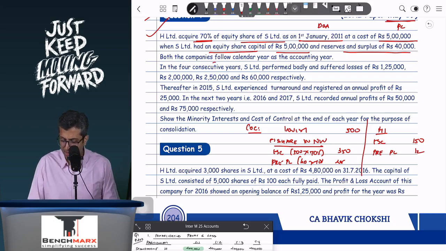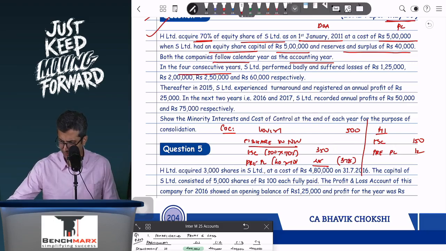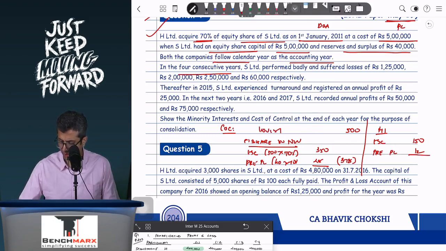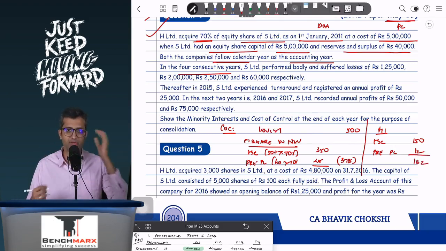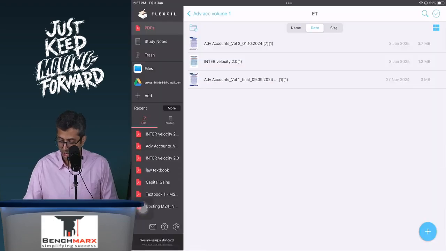Both the companies follow the calendar year as the accounting year in the 4 consecutive years. So these are subsequent years. So right now, maybe you have done enough working so that you can calculate, for example, goodwill and the minorities as on the very first day. So over here, this will be what? 378. 500 minus 378 is going to be 122. So your goodwill will be 122 and this is 162. So as on the very first day, 1st of January, your goodwill will be 122, whereas your minorities interest will be 162. Are we clear with this?